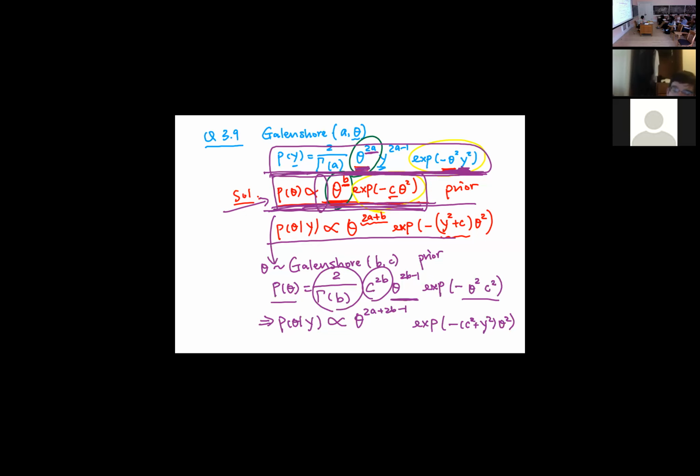Yeah. In the actual test itself, if we approach a problem like this, we will find the posterior given the prior, or maybe you determine the prior.